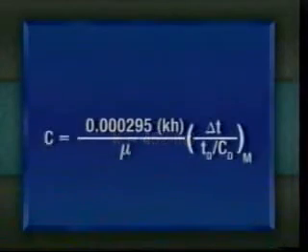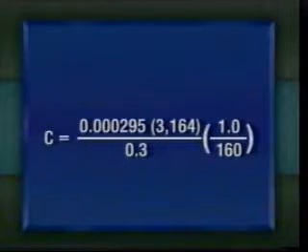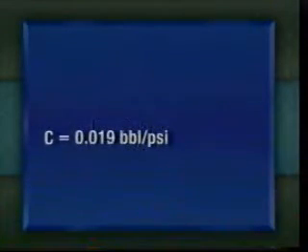To calculate a value for the skin factor, we must first solve for C, the wellbore storage coefficient. To do this, we use the time match points. For a delta T of 1.0, we obtain a T sub D over C sub D of 160. Substituting the remaining values, we obtain C equal to 0.019 barrels per PSI.